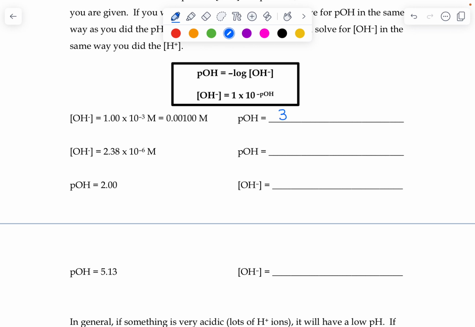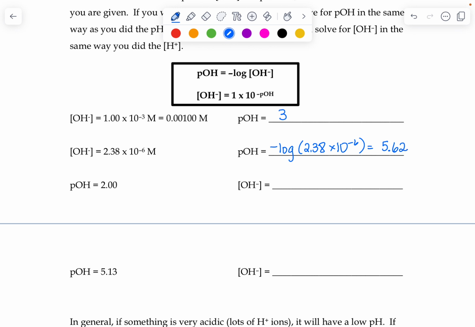If we have something that's not a 1 times 10 to the something, we are still doing the same equation. We're still doing logs. We just need our calculator's help. So we would say, hey calculator, what's the negative log of 2.38 times 10 to the negative 6th? And it would give you an answer of approximately 5.62.